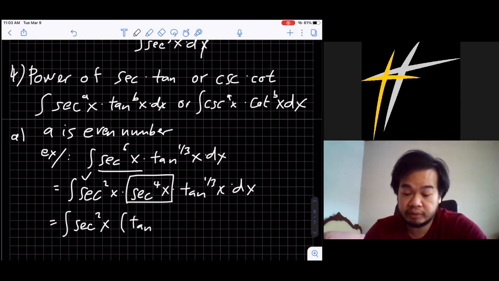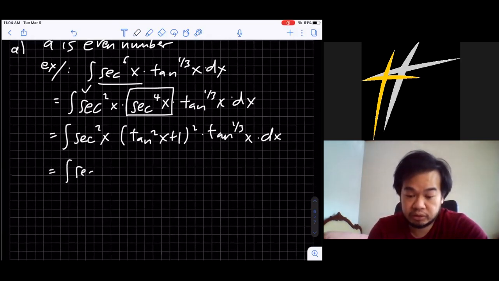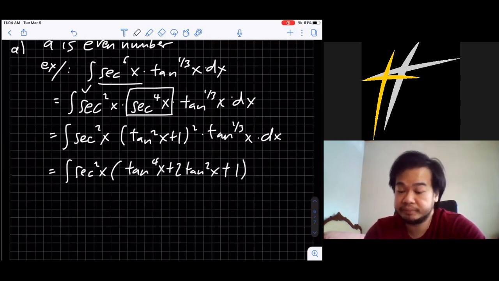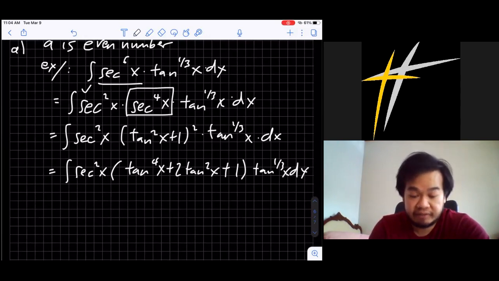So it's equal to the integral of secant square x, and then the secant power 4 is changed into tangent square x plus 1, squared, times tangent 1/3x dx. If I continue, I expand the square, which becomes tangent power 4x plus 2 tangent square x plus 1, times tangent power of 1/3x dx. Okay, and if I use the algebraic substitution method, u equals tangent x, then of course du is equal to secant square x dx.